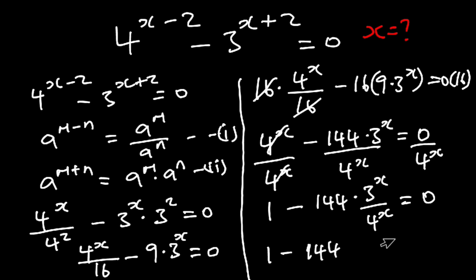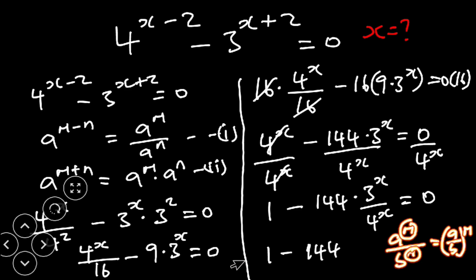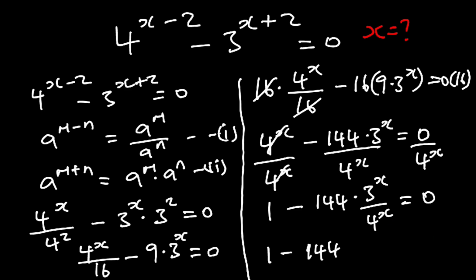Now if you have a raised to power m divided by b raised to power m, this can be written as a over b all raised to power m, because both of these exponents are the same, so we can just make them a single exponent. Let's apply that to 3 raised to power x and 4 raised to power x. So we have 1 minus 144 multiplied by 3 over 4 all raised to power x equals 0.